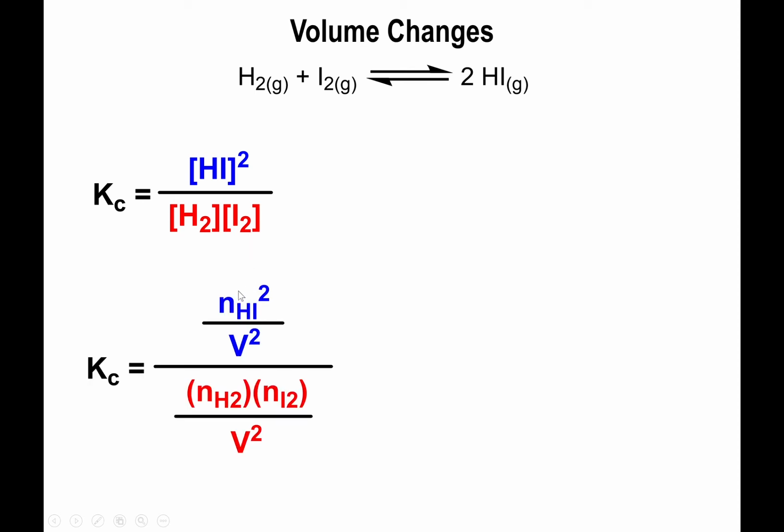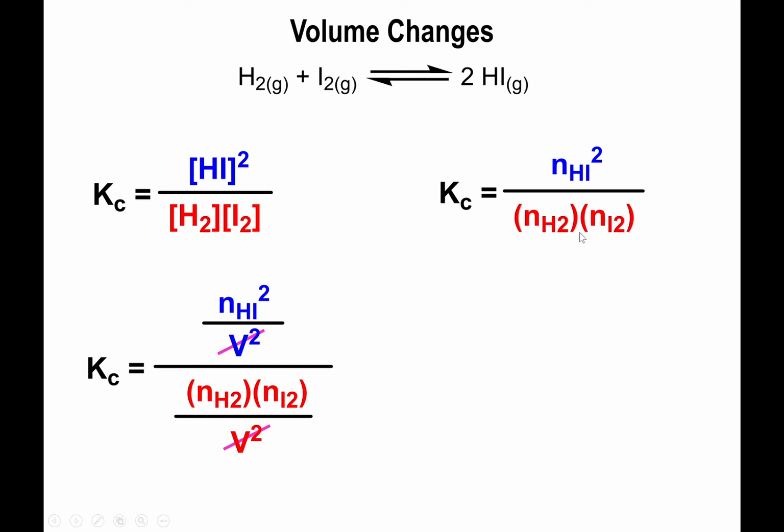If you change that in terms of moles per liter, or moles per volume, you're going to have moles squared over volume squared for HI. On the denominator, you'll have moles of H2 over volume of H2 times moles of I2 over volume of I2. And since the volumes are all the same, you end up with volume squared on the denominator. And check this out. You have volume squared on top, volume squared on the bottom. The volumes cancel out, and you end up with just moles over moles.